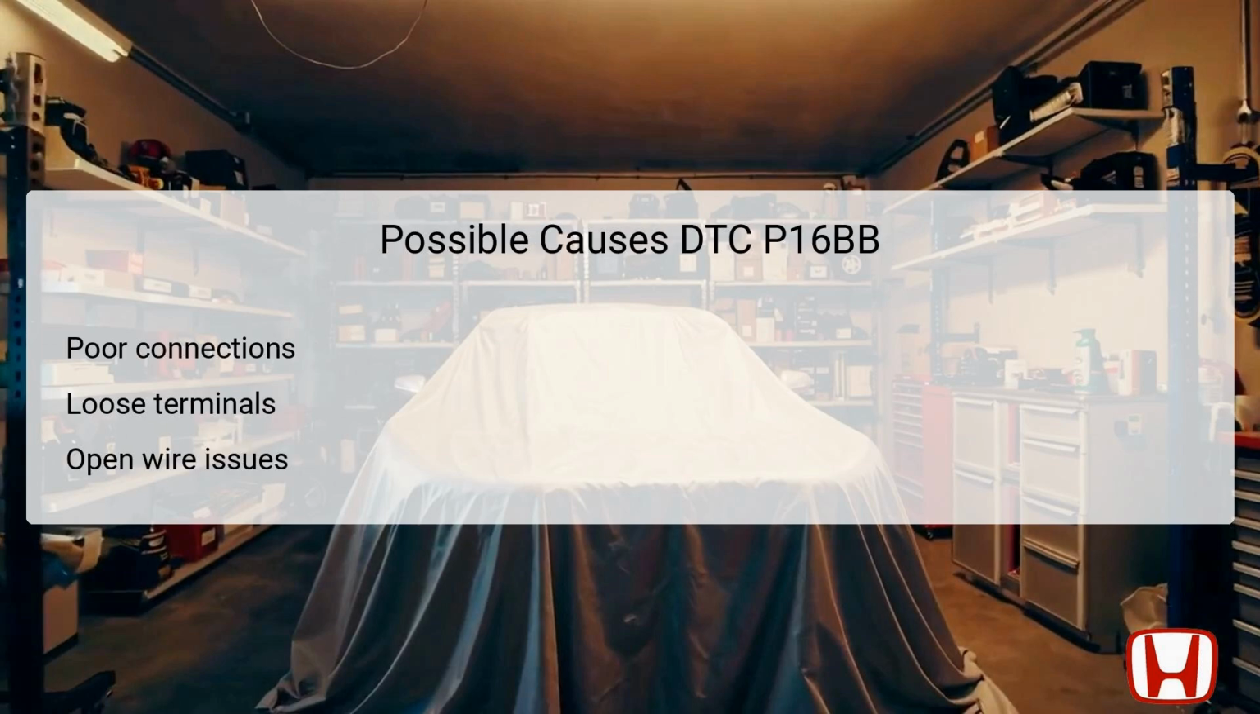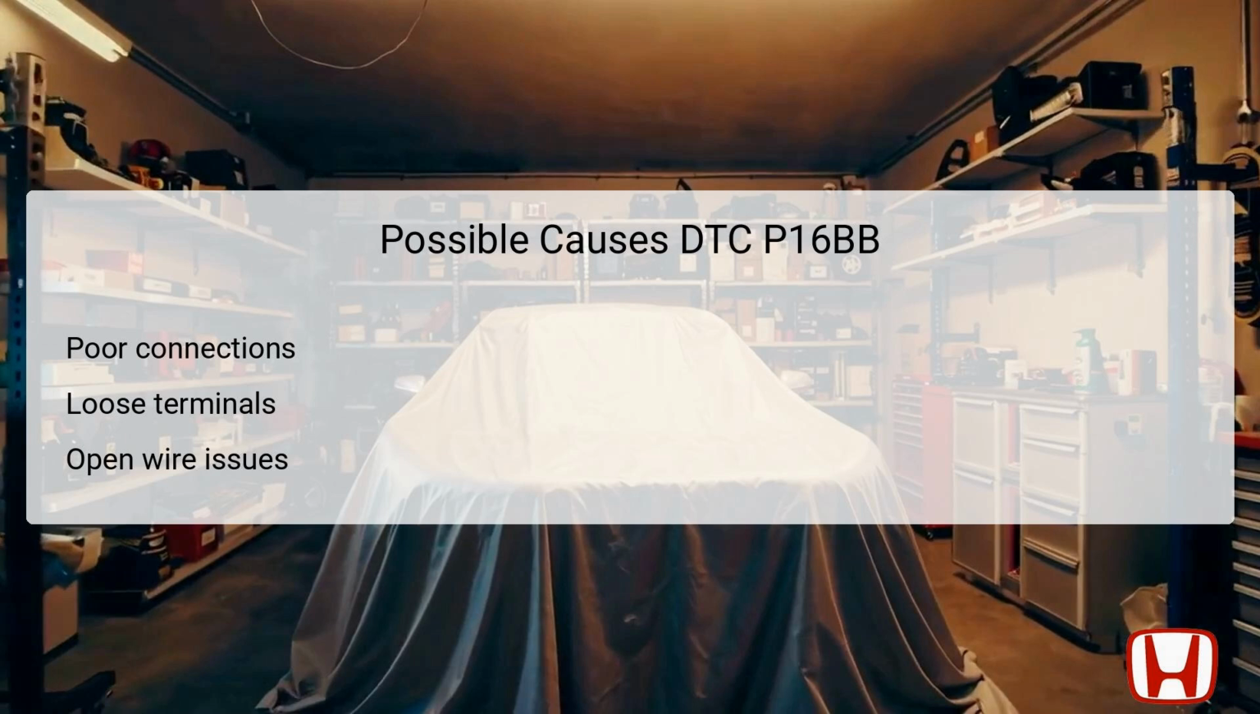The triggers for DTC P16BB can vary, but the following are identified in the diagnostic process. Firstly, poor connections may occur at the alternator or the underhood fuse relay box. Such faults can restrict electrical flow and lead to low voltage conditions.